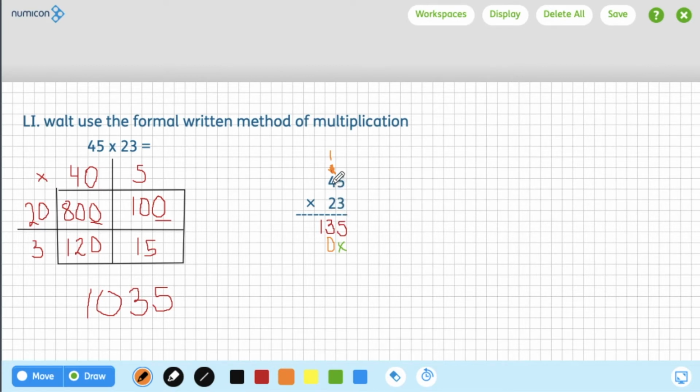2 tens. Did I do some adding wrong before? I might have done. No, 2 tens times 4 tens is going to be 8, and I'm going to add on this extra 10 at the top, which is 9. So I put my 9 tens here.